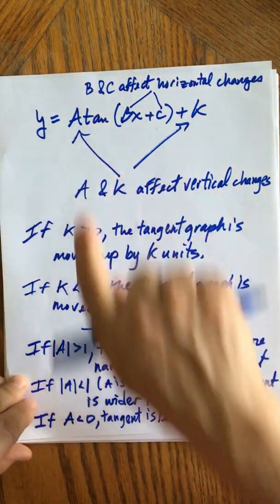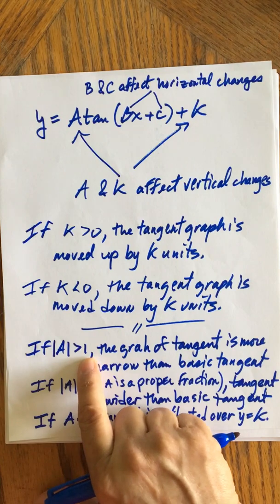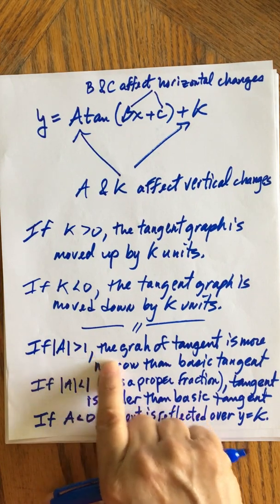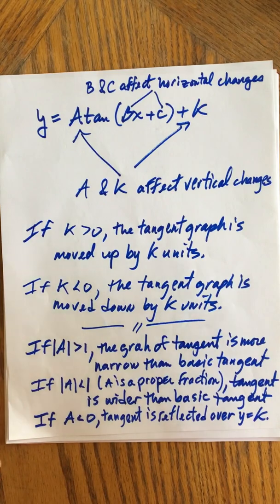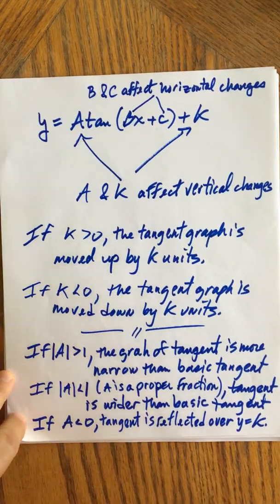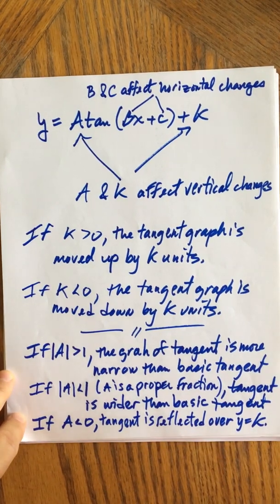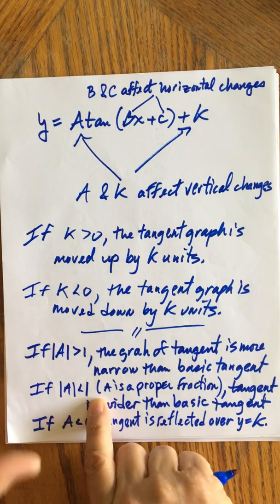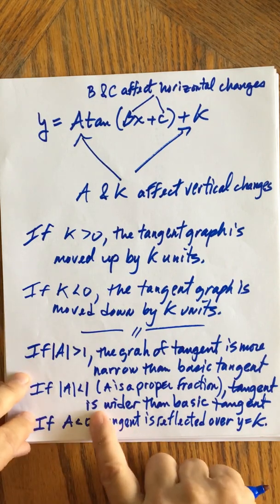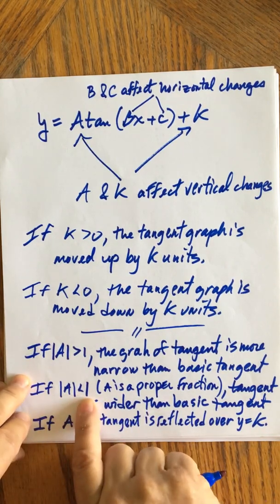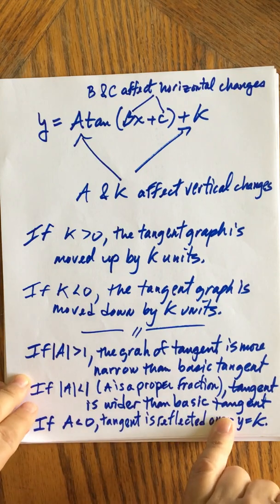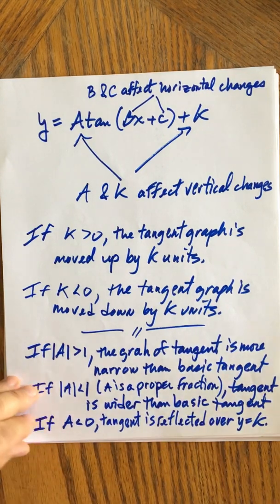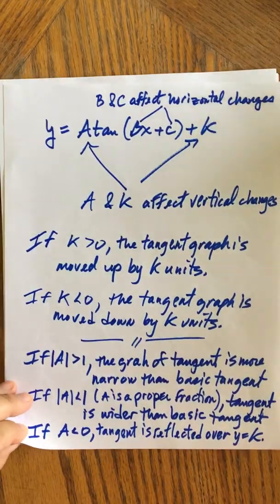And then the A, as long as the absolute value of A is bigger than 1, and it can be positive or negative, the tangent is going to be narrower than the regular basic shape of the tangent. And of course, if A is negative, it's going to be reflected over the y equals k axis. And if A is a fraction, again positive or negative, obviously if it's negative, it's just going to get reflected in addition to the widening effect. But if A is a fraction, then the tangent is going to be wider than the basic tangent graph. So now let's take a look at some specific examples.